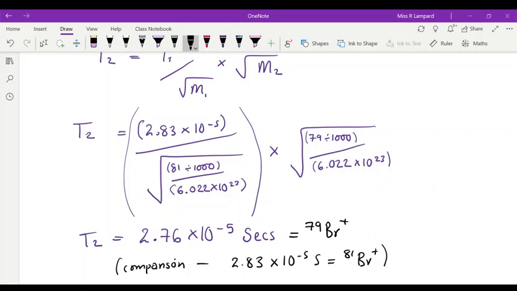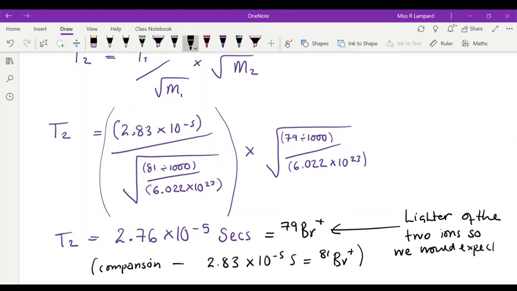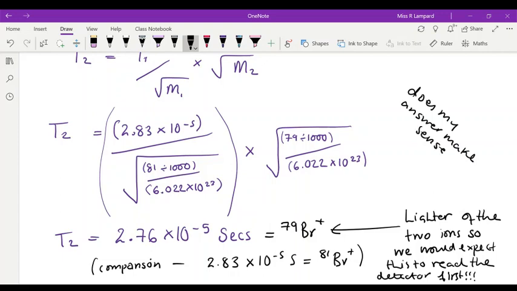And if you remember, the lighter ions will reach the detector first. So which is the lighter of the two ions? Well, this is the lighter. So we would expect this to reach the detector first, and that's what our answer shows us. So it's always worth checking in your answers to see, does my answer make sense? And if it doesn't, go back and check.